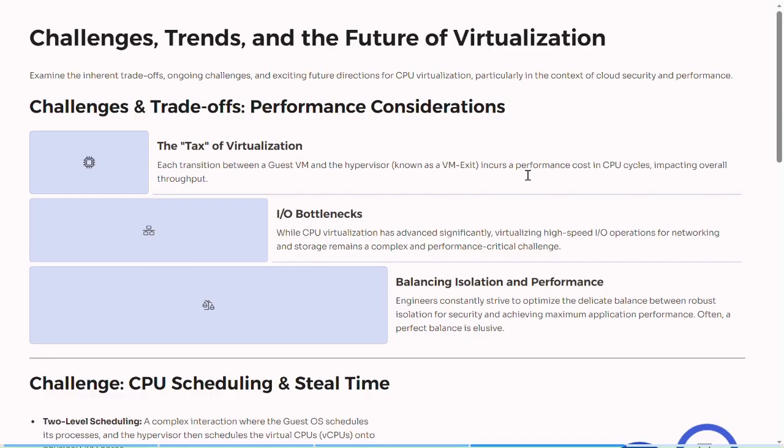I'm going to talk about how the cloud actually works behind the scenes. It's basically a story about how we try to make computers fast, but also keep them safe and private. So, there are different challenges, trends, and the future of virtualization. First of all, I will discuss the tax of virtualization.